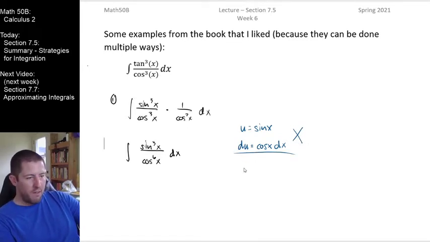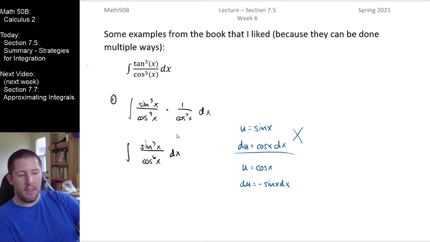I think I actually want to flip this around and do u being cosine of x and du being negative sine x dx. The reason why this is going to work out better is because sine is part of the numerator up here, as is dx, and so these are multiplied. Sine and dx are multiplied together, whereas cosine and dx were not multiplied together right there. So let's see what we get when I attempt to do this u subbing.